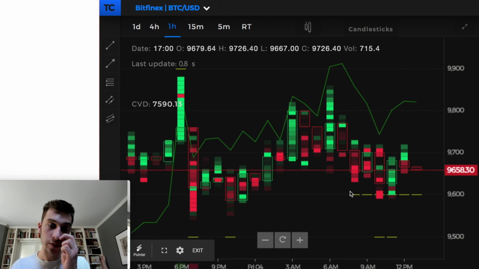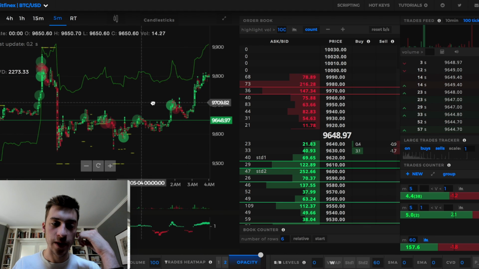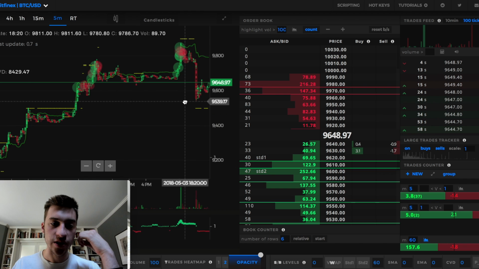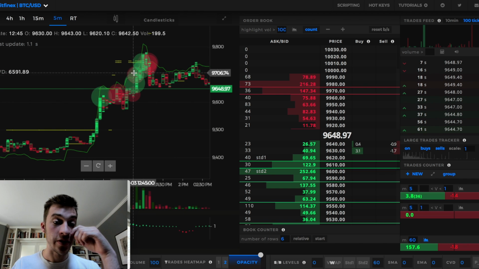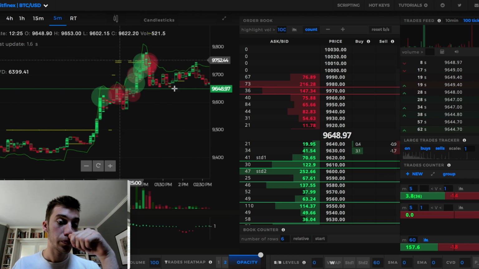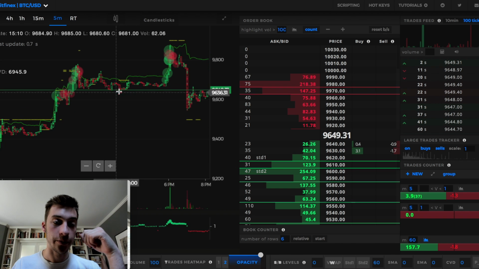And you're going to see these types of walls pop up. And when you do see these types of large walls pop up, watch out when they're actually filled. Like this wall was filled right here, as you can see. And price actually was not able to go higher for a long time.